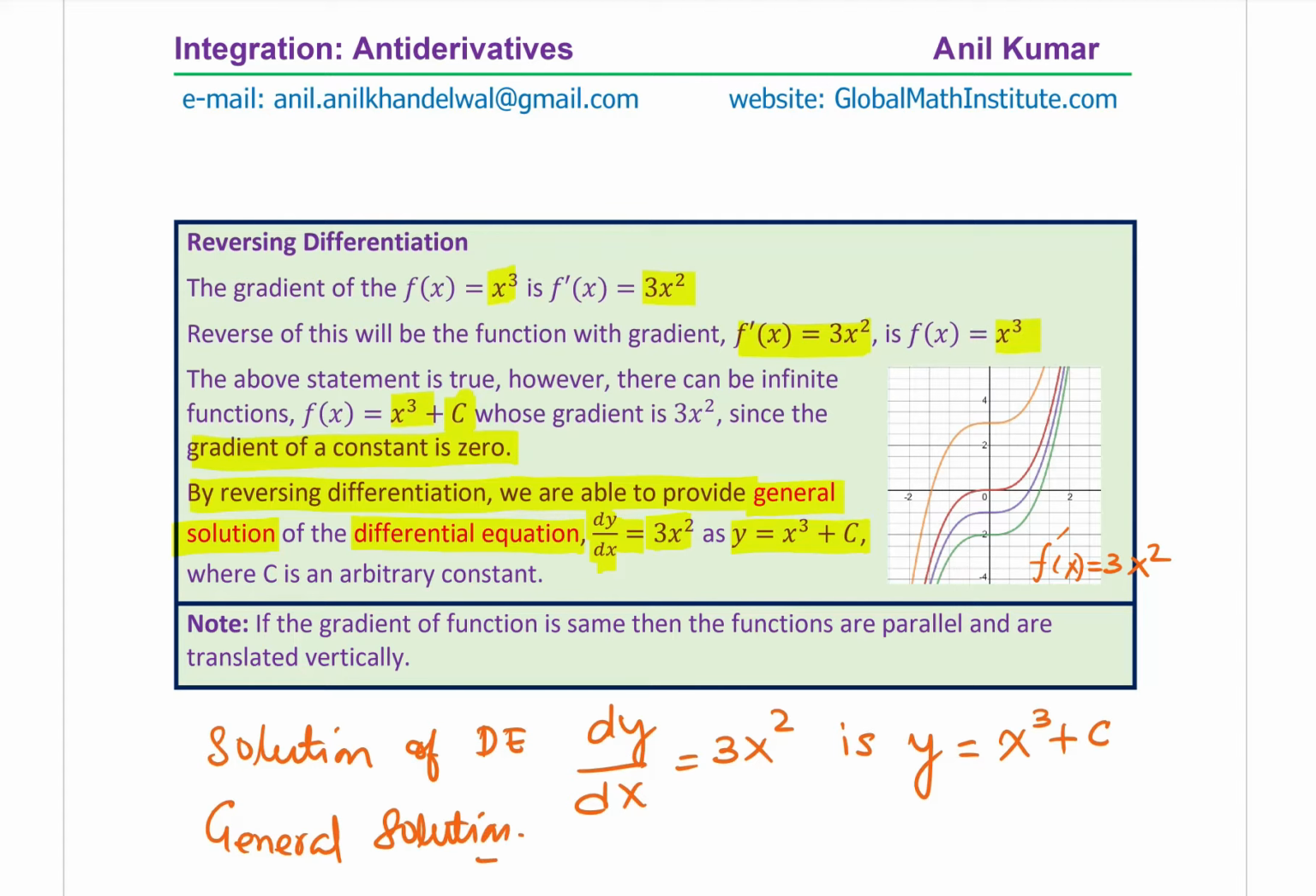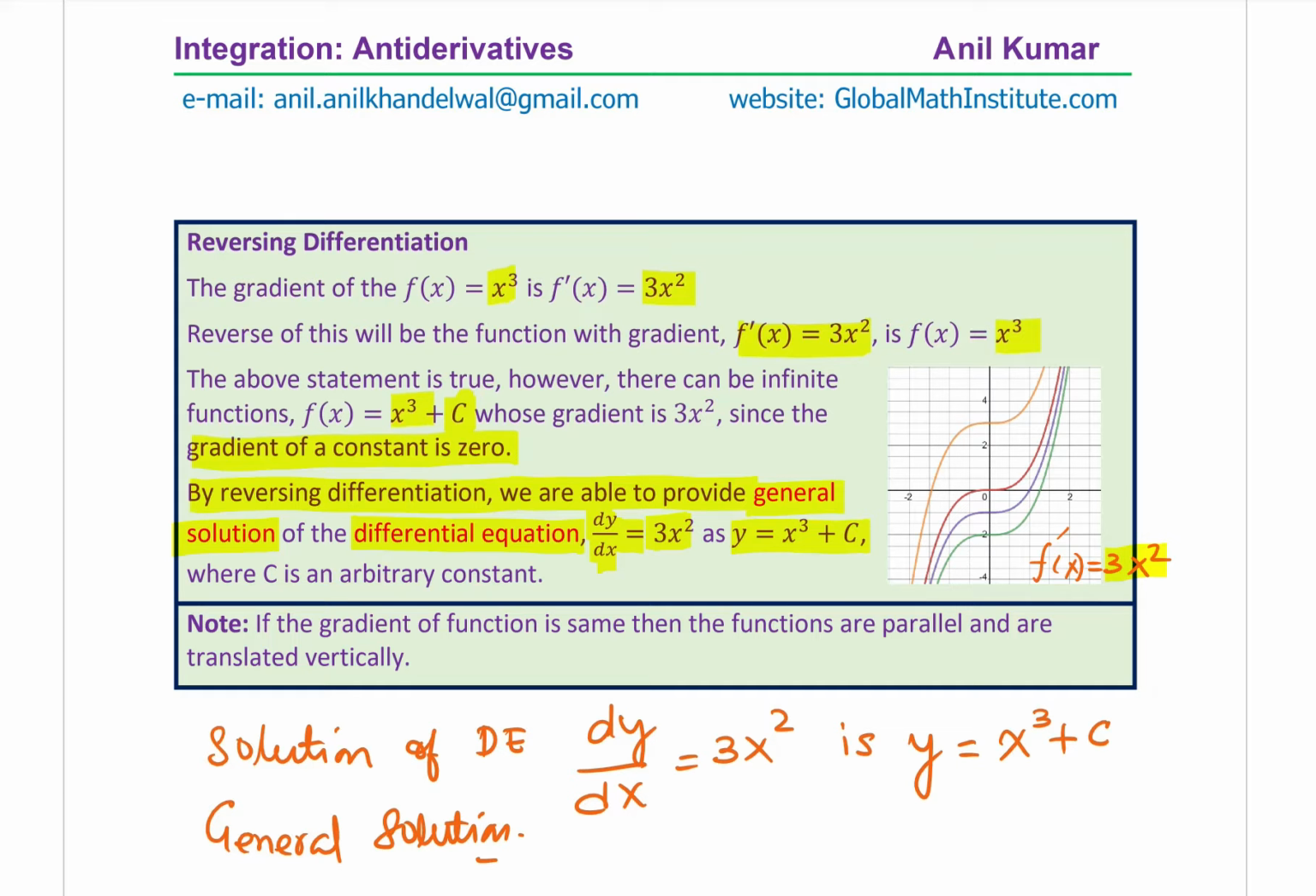Is that clear to you? So that is how we provide the general solution in anti-differentiation, right? Now it is important to note at this stage that all the graphs shown have the same gradient, since the derivative is constant, 3x squared. The only difference is they are vertically translated. So vertically translated graphs have the same gradient.